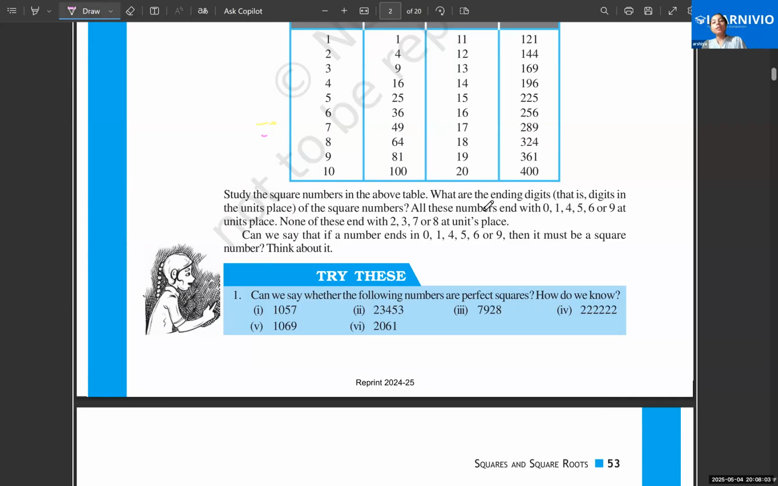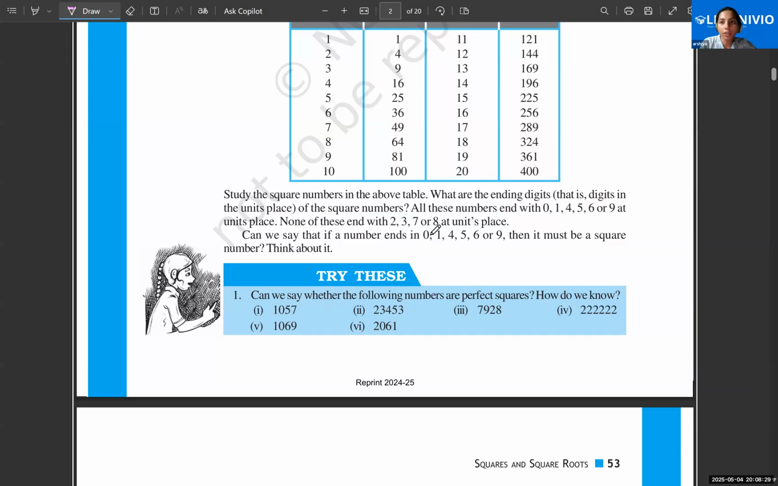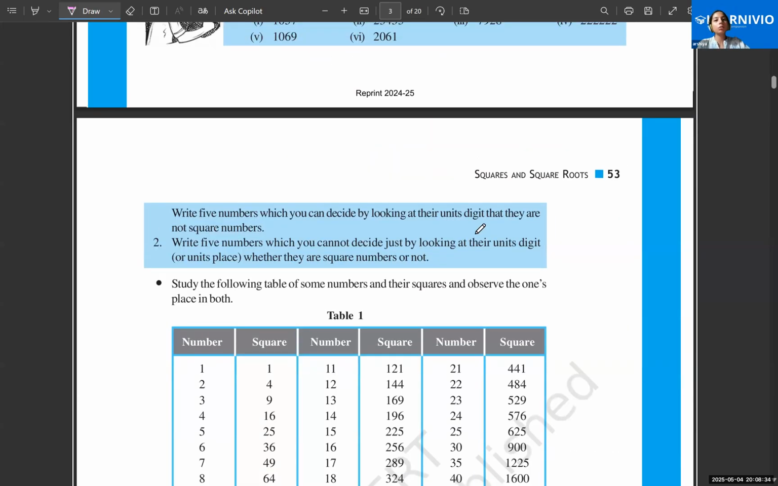Yes, ma'am. Okay. So the type of questions that will be there is they'll give you one number and ask you whether this is a perfect square or not. You'll remember the roots till 15, but after that, if there's a big number, let's say 453268, you won't be able to figure it out, and even if you calculate, there's no point in calculating. So we have a few tricks, and we're going to learn that. The first exercise will be about that only.